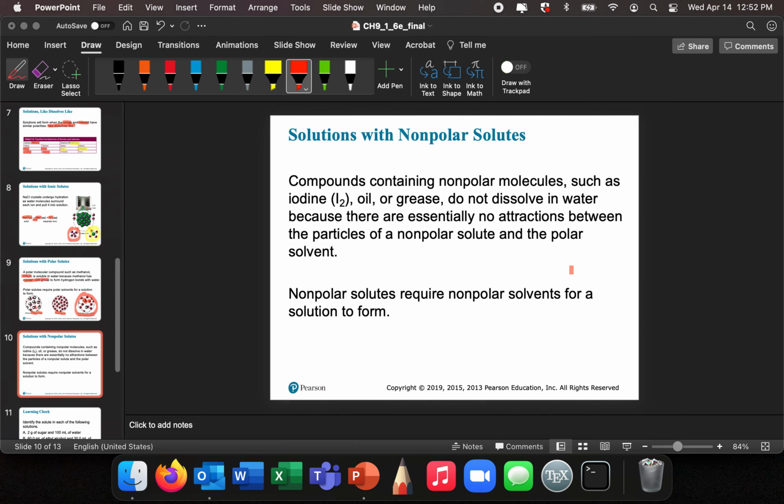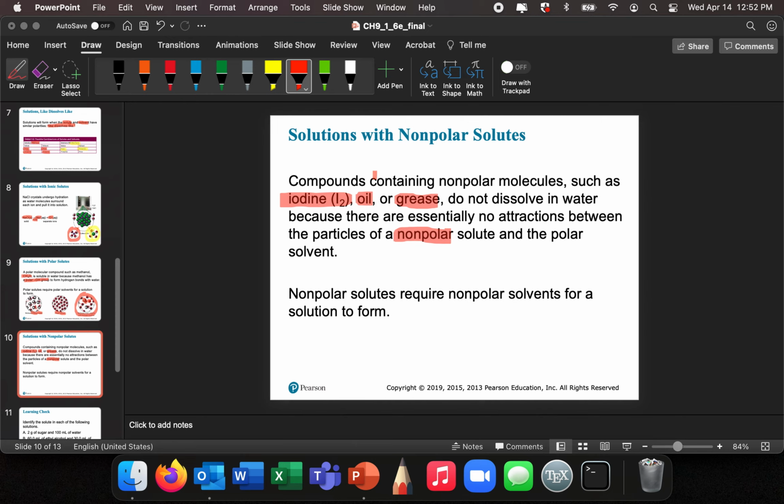Now, solutions with nonpolar solutes, here's some examples of that. Iodine, which is just I2, so you can imagine that that's not polar because there's no polar bonds in I2, right? What about oil? I don't show you the bonds of oil, but I'll tell you that oil or grease are not soluble in water because they're nonpolar, right?